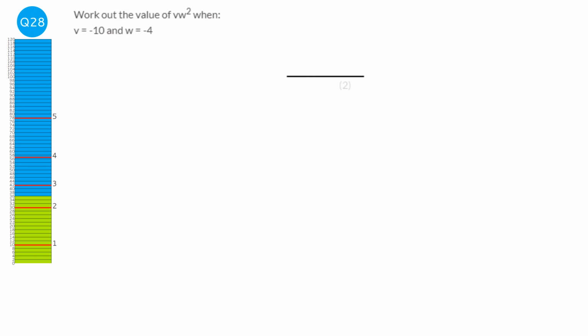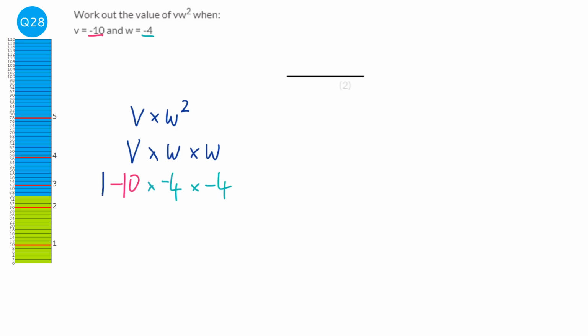Let's rewrite this expression, but with a times sign in, so v times w squared. Now w squared just means times by itself, so we can rewrite that as v times w times w. Okay, so we know v is minus 10, so minus 10. And we know w is minus 4, so it's times minus 4 times minus 4. Okay, so when you multiply, it doesn't matter which order we do it. So what I'm going to do is I'm just going to do these ones first, and I'm going to ignore that times minus 4 at the end.